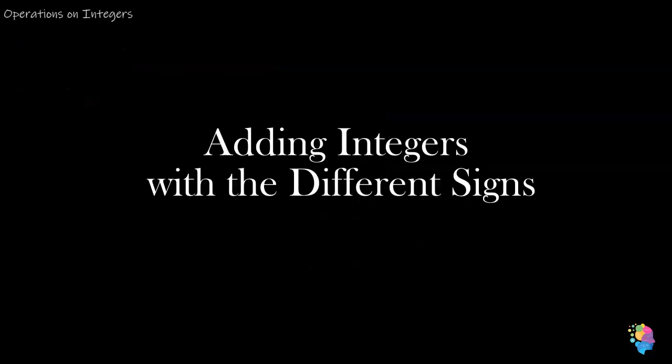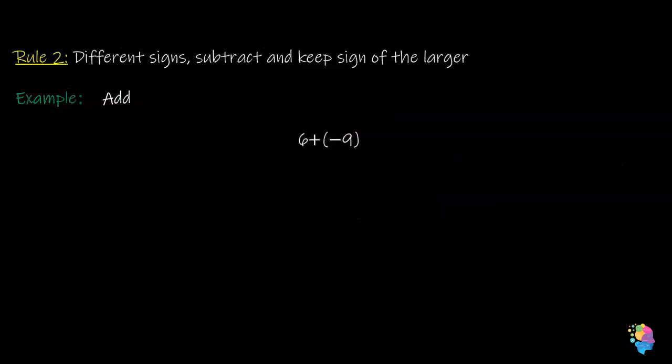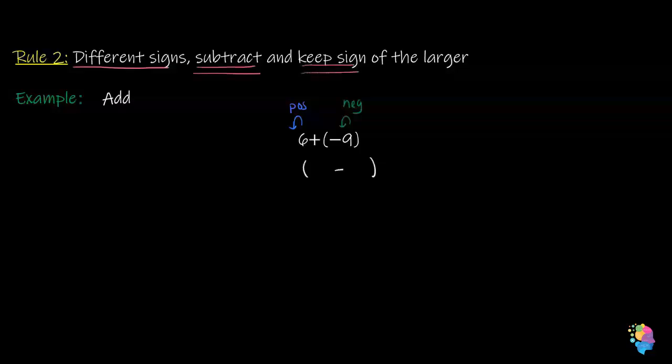We're going to practice adding integers with different signs. They're asking us to add 6 plus negative 9. Notice how 6 is a positive number and 9 is a negative number. Then, because they have different signs, we're going to subtract and keep the sign of the largest.